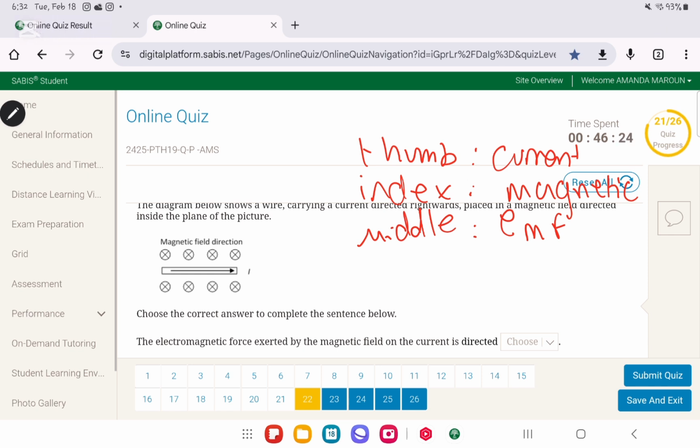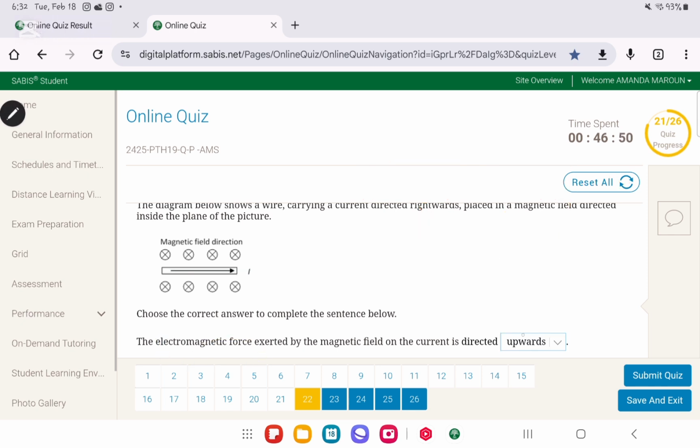So the thumb, in this case, is going to follow the current I, which is going to the right. Then our index is going to be pointing inwards, so towards the tablet. And finally, the middle finger is going to be pointing upwards. Please don't take it as something bad, even though it is something bad. But it's going to be pointing upwards. So that means the electromagnetic force is directed upwards.